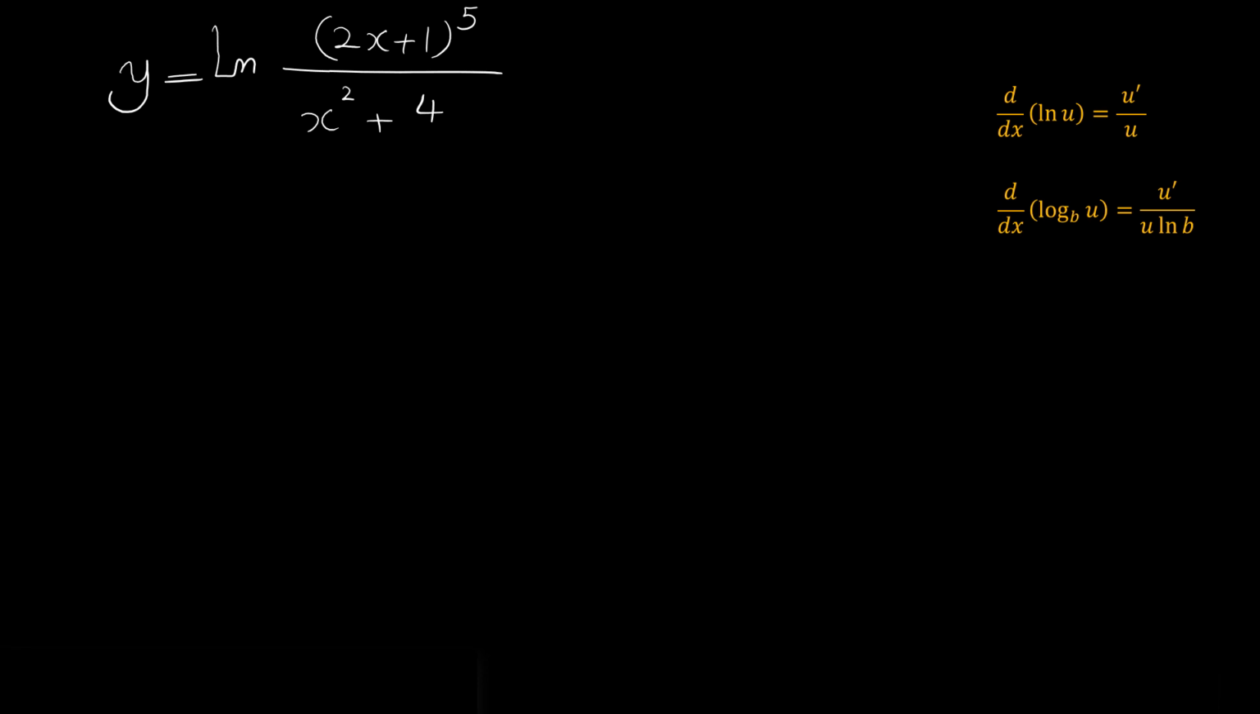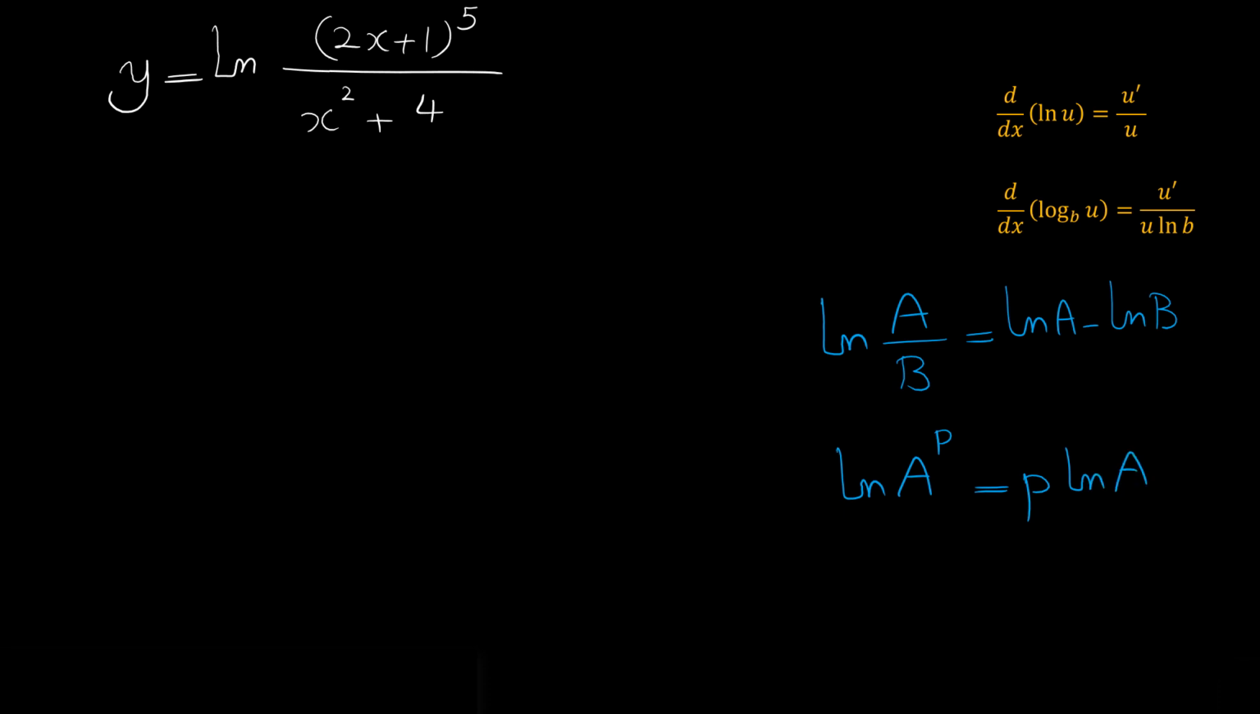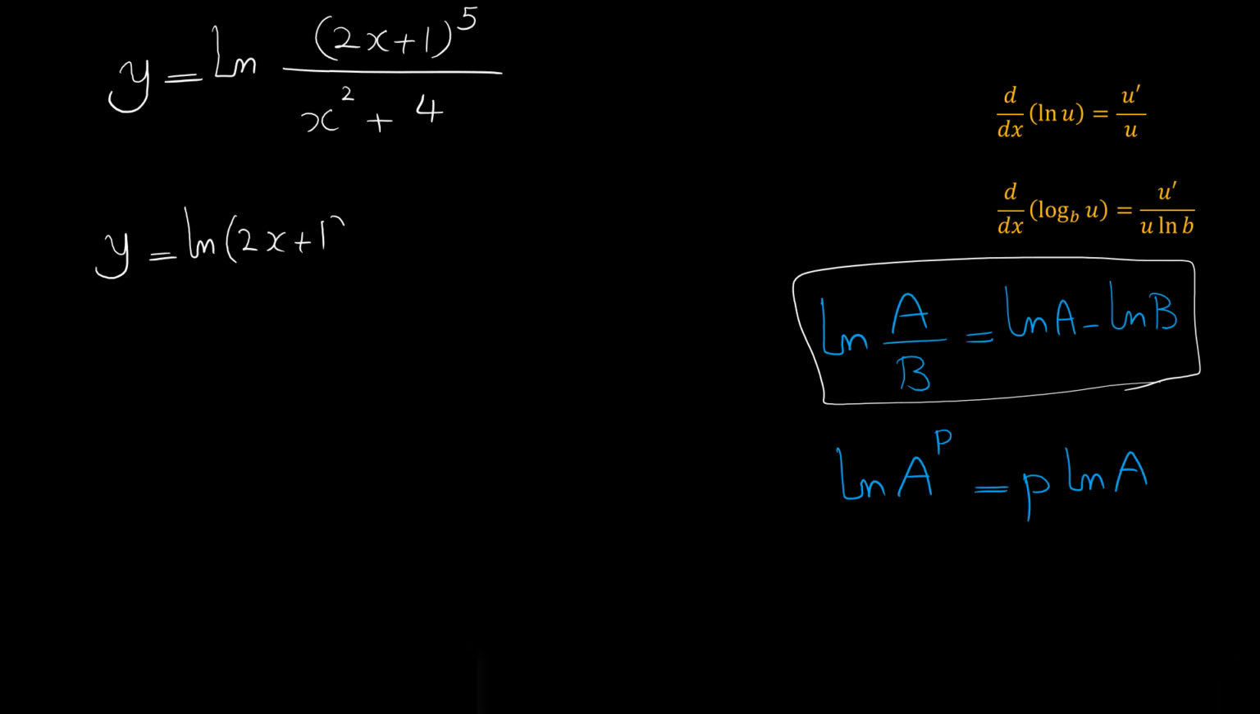Let me remind you here of two properties of logarithmic functions. ln of a over b can be written as ln of a minus ln of b. The other property that we need for this particular example is that ln of a to the power of p is p ln of a. By using the first property of ln, we can rewrite this function in the form of ln of (2x plus 1) to the 5th minus ln of x squared plus 4.